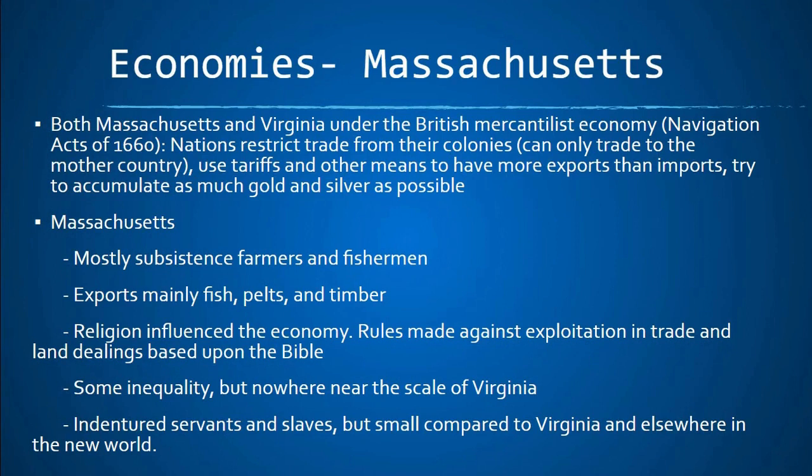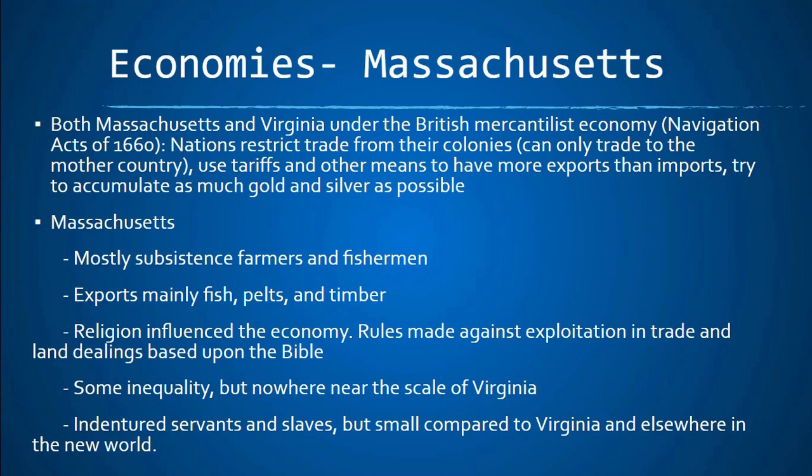Before going into the specifics of the Massachusetts economy, it is important to note that both Massachusetts and Virginia are under the British mercantilist economy. Some specific evidence for this are the Navigation Acts of 1660. What a mercantilist system means is nations restrict a colony's trade to that only with their mother country. So the settlers in Massachusetts Bay and Virginia cannot find the highest bidder for their goods on the open world market. They have to sell their products to only England. Tariffs and other means are used by European countries to try to have more exports than imports, and there is an overall goal to accumulate as much gold and silver as possible.